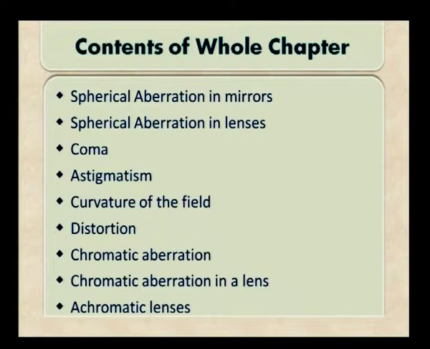spherical aberration that you have in mirrors. The spherical aberration again due to lenses, coma, astigmatism, curvature of the field, distortion, chromatic aberration, and chromatic aberration caused by a lens, and how the defect can be rectified using an achromatic lens.